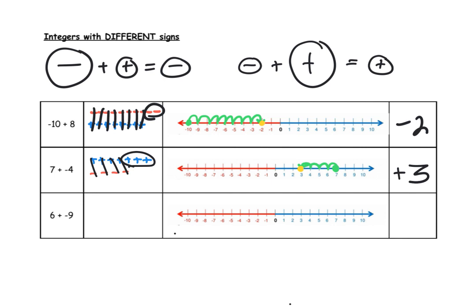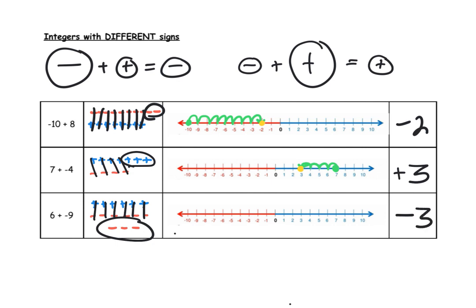So now I want to talk about the last example. The last example is +6 plus -9. So again, analyzing this first, I think that there are more negatives. Negative 9 is further away than 6. So I know my answer is going to be negative here. But now let's try to figure out the answer. So I have 6 positives, and then I have 9 negatives. So those 6 positives are going to cancel with 6 negatives. And again, you're left with 3, so that would be a negative 3 this time.